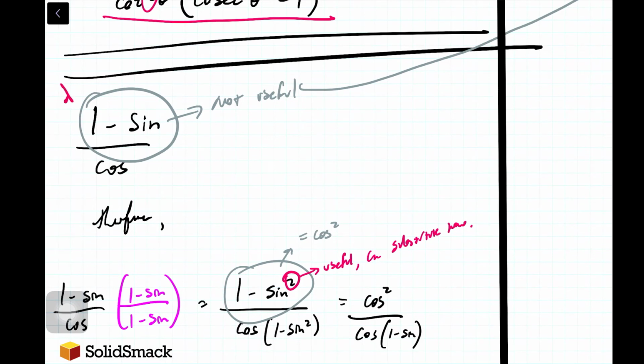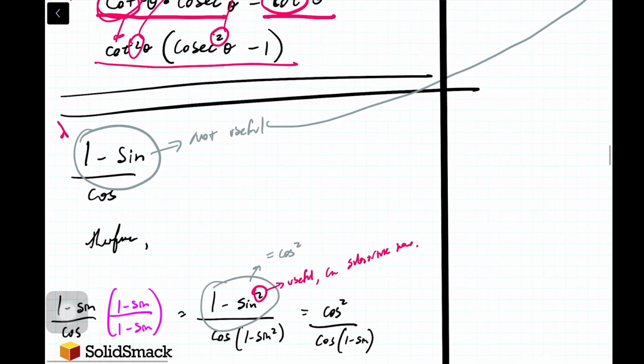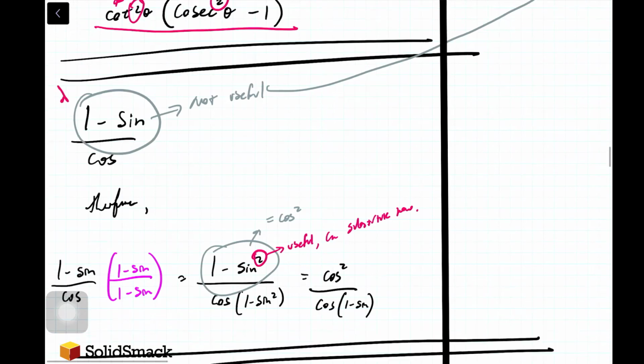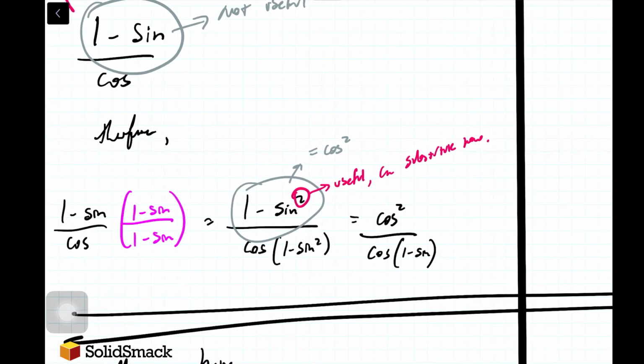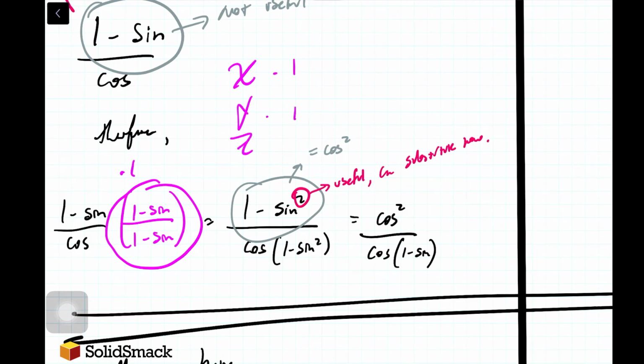Let's look at this example now. So we have 1 minus sine here in gray. And this is actually not useful because we can't get it on the train. It's not a squared term. Therefore, what we need to do is multiply it by 1. So anything, x, y, z, anything times 1 is always going to be itself.